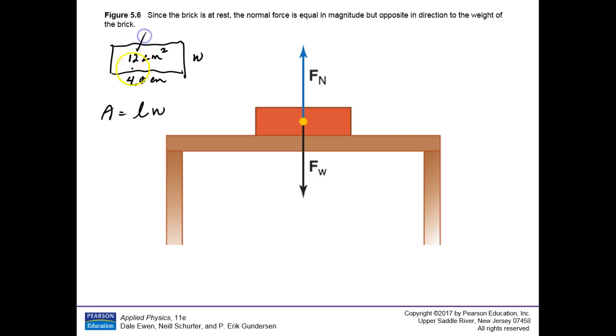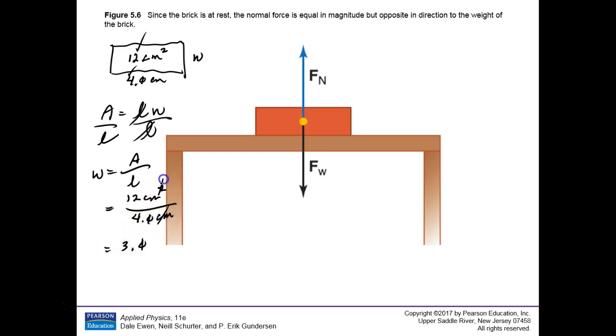We know area, we know length, we don't know width, so we could divide both sides by length. Lengths go out here, and width would equal area divided by length, which would be 12 square centimeters divided by 4.0 centimeters. What would that give us? 3.0, and centimeters squared divided by centimeters, so the width would be 3 centimeters.